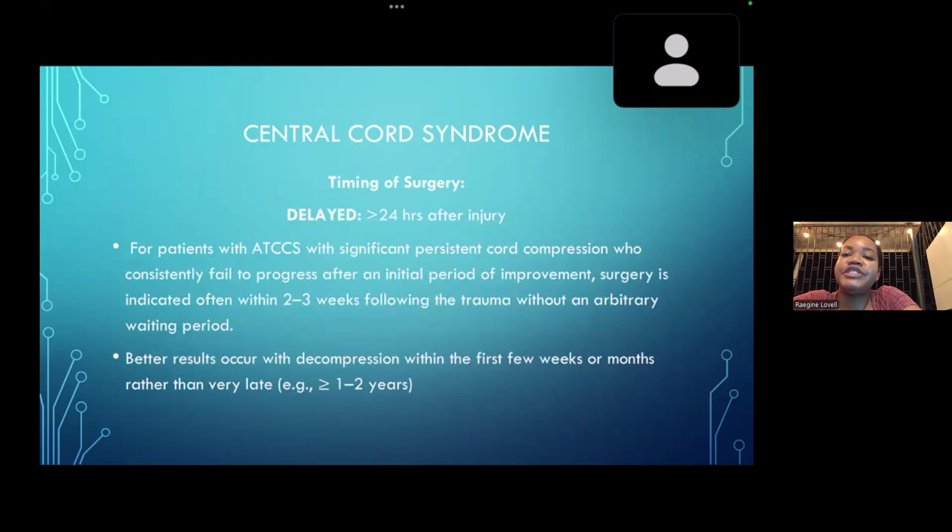Delayed surgery is indicated when there's significant persistent cord compression in patients who fail to progress after an initial period of improvement, and that can be done within 2 to 3 weeks without an arbitrary waiting period. Better results occur with decompression within the first few weeks or months as compared to waiting years.